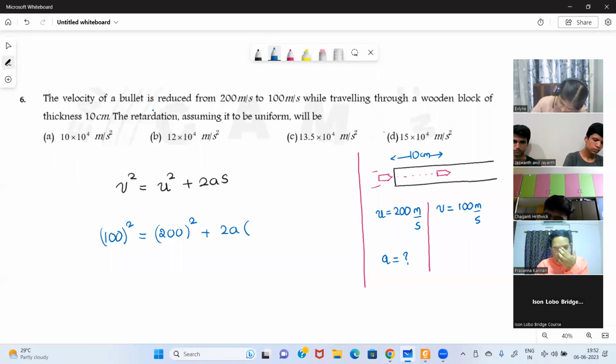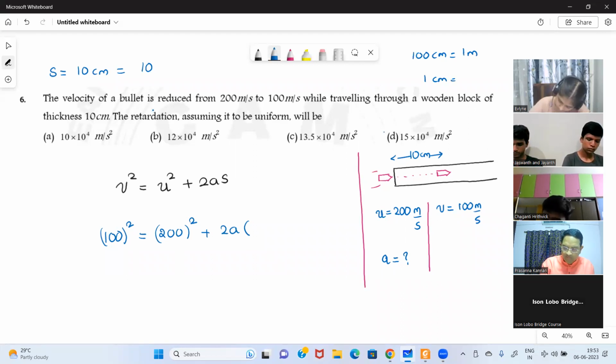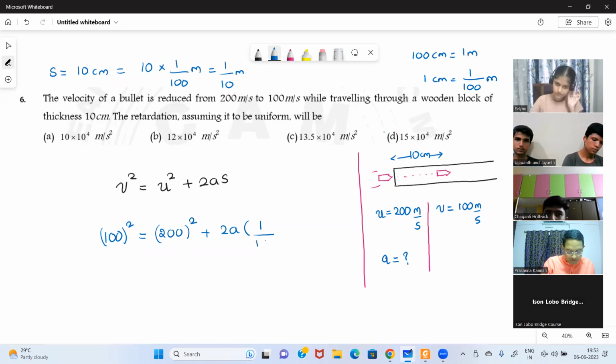And the displacement is 10 centimeters. Do you think I need to convert it into meters? Yes, right? Because we know that 100 centimeter is 1 meter, so 1 centimeter would be 1 by 100th of a meter. So I'll need to multiply this with 1 by 100 of a meter. So displacement we would end up getting as 1 by 10 meter. So please watch out, you must be doing this conversion.